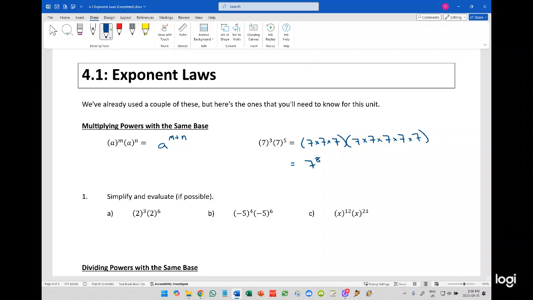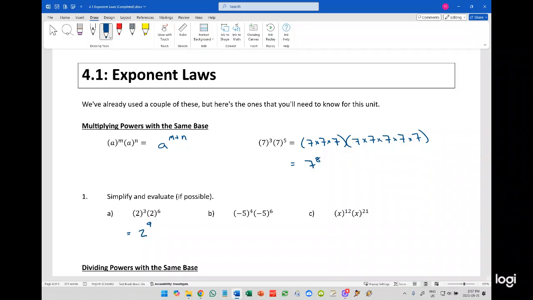So for all these examples and the practice problems, by all means, feel free to try them on your own and just double check afterwards. Skip the video, but I'm going to do them pretty quickly. Base stays the same at 2. Add the exponents. 3 plus 6 is 9.